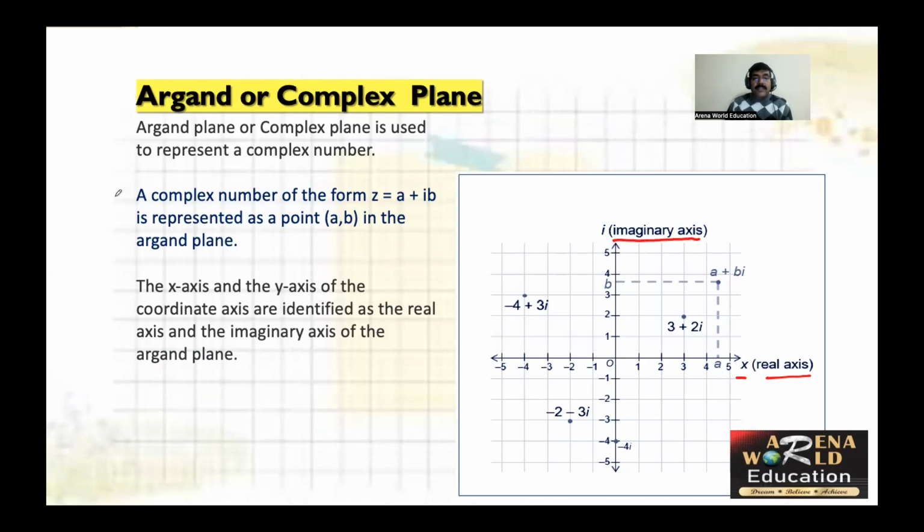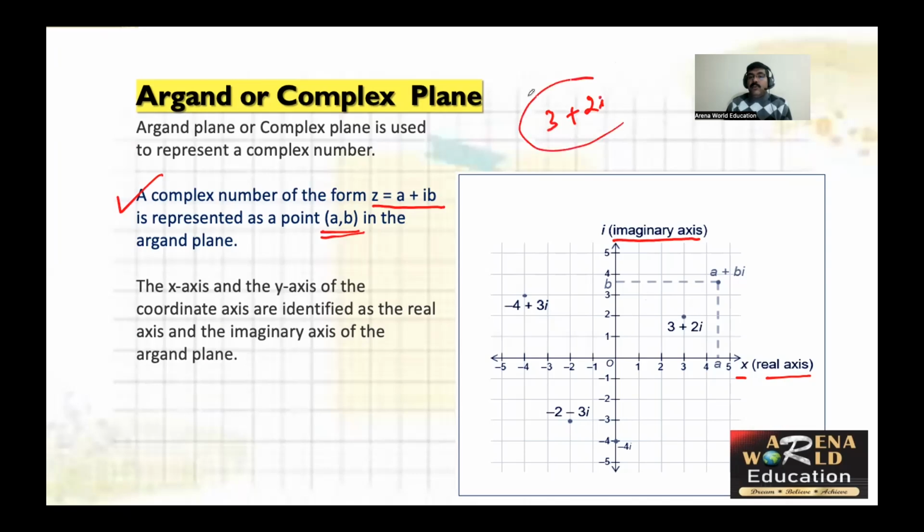So a complex number is what? It is of the form z is equal to a plus iota b. And in Argand plane, a point is represented as (a, b). a is the real part and b is the imaginary part, right? Suppose we have to represent 3 plus 2 iota.